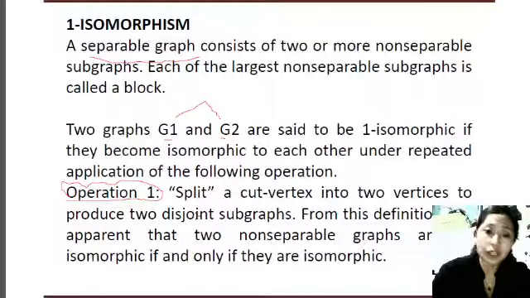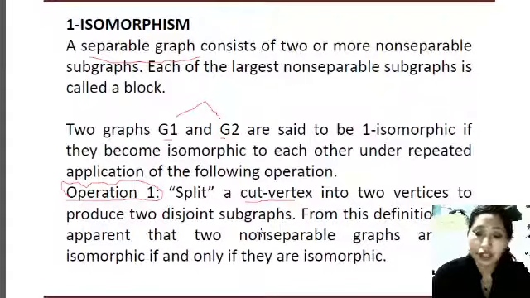So as per this operation, we can split the cut vertex into two. That is, we can make a duplicate copy of that cut vertex, and based on that we can divide the graph into two parts. Okay, and after splitting, you can join the different components in such a way that it may look similar to the other graph. So that means it becomes isomorphic to the other graph. So after repeatedly applying this operation 1, if you can form the resultant graph as isomorphic to the original graph, then we can say that the two graphs, G1 and G2, are one isomorphic to each other.